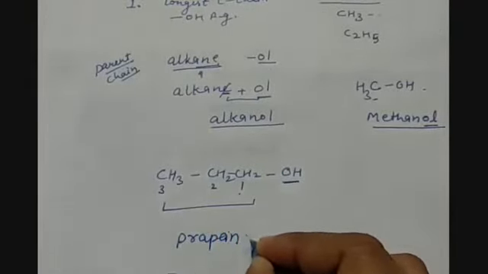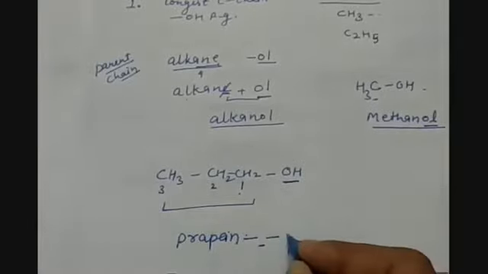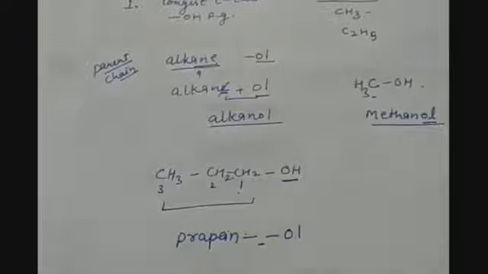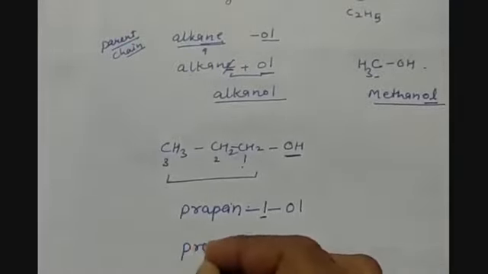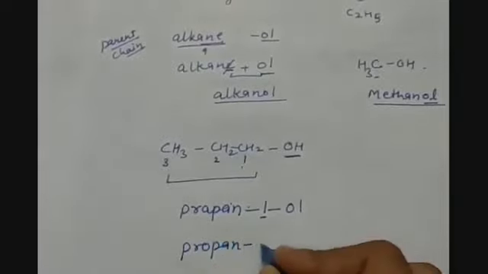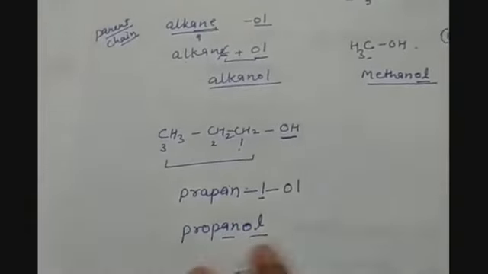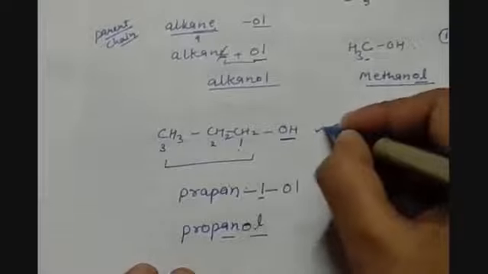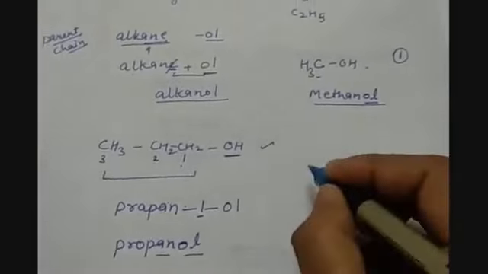Remove the E from here, then mention the position, then add the secondary suffix. Here it is 1, but whenever the OH group is at the first position, there is no need to mention the position of it, and we directly add ol to propane. We have removed the E from here. So propanol will be the IUPAC name for this compound.